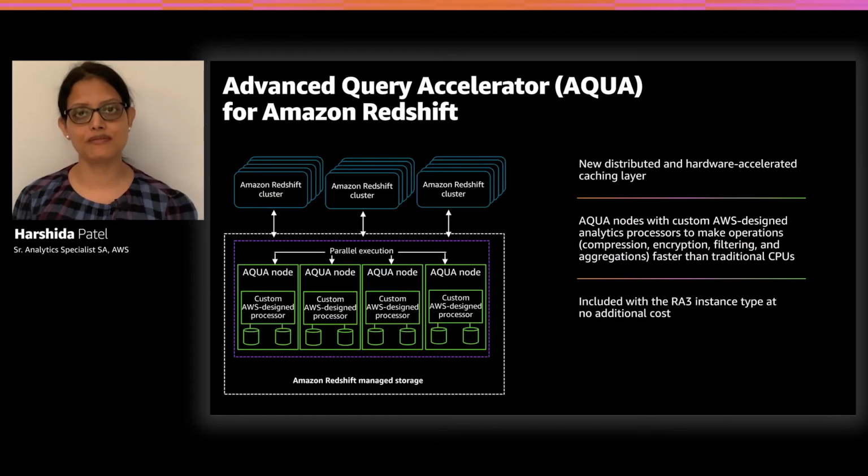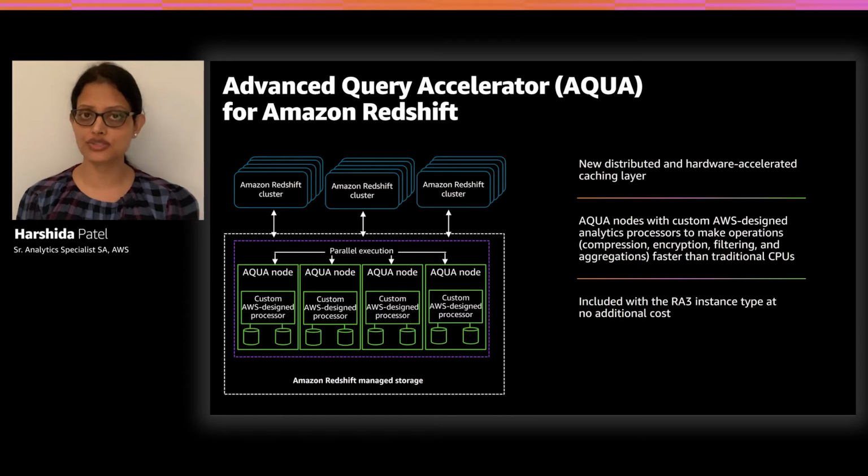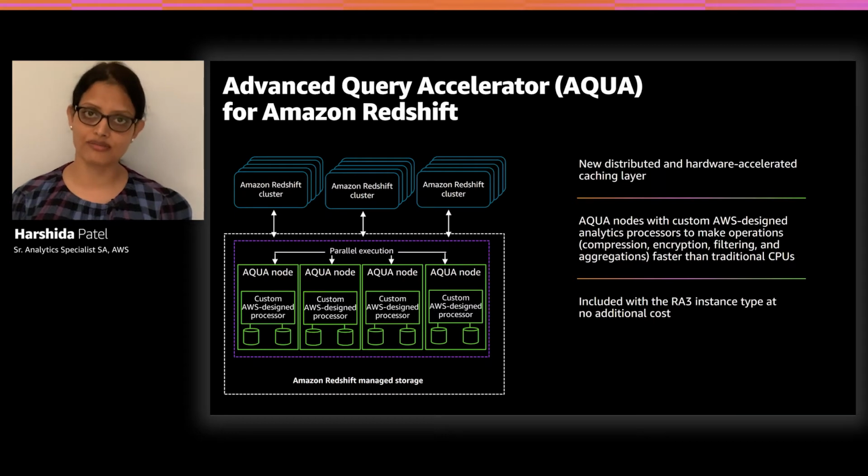To take it a step further with the innovation, for RA3 instance family, AQUA will serve as a hardware caching layer sitting between the managed storage and the compute node. This will significantly enhance the read performance. For any customer using RA3, AQUA is going to come for a ride.